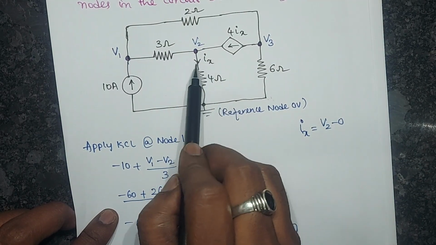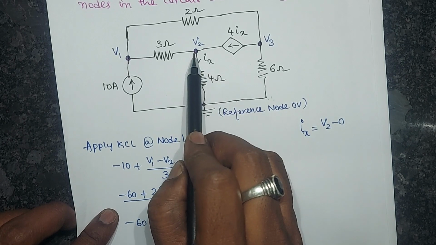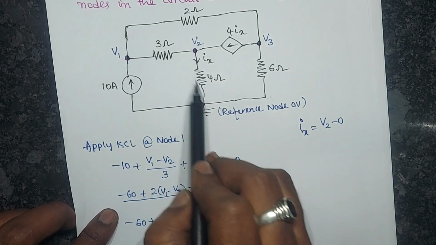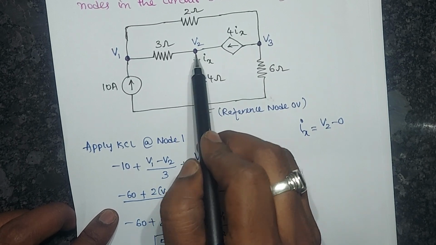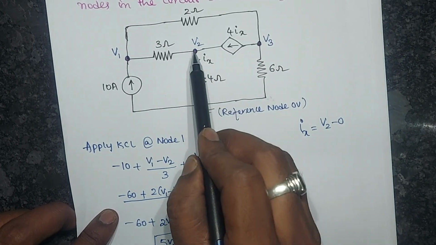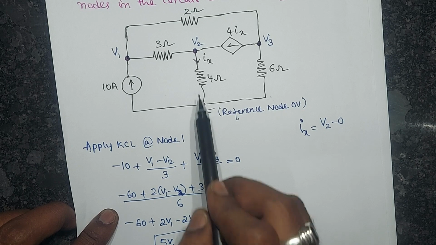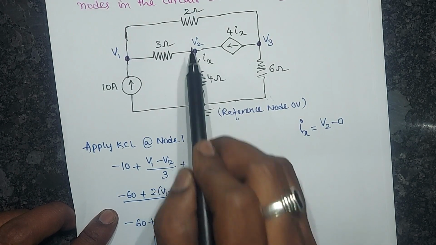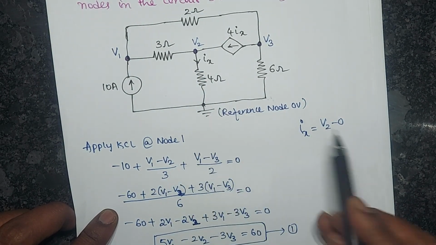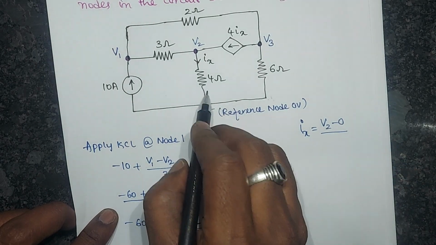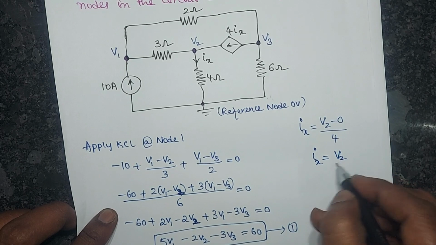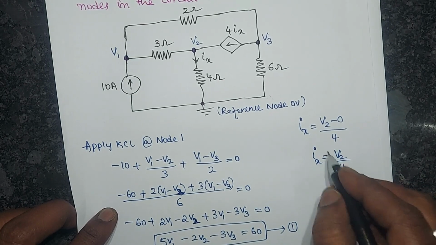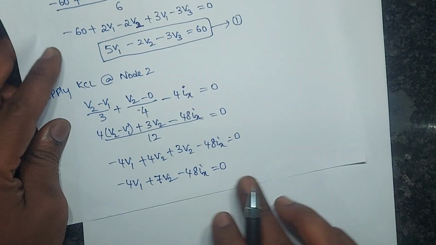So this is very important. Here the current direction is away from this node 2. So when the current direction is assigned here, the current always passes from higher potential to the lower potential. So V2 minus 0, okay, divided by what is the resistance here? 4. So what is the Ix value? V2 by 4.